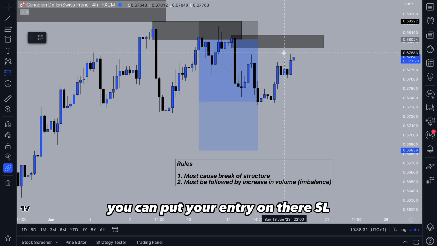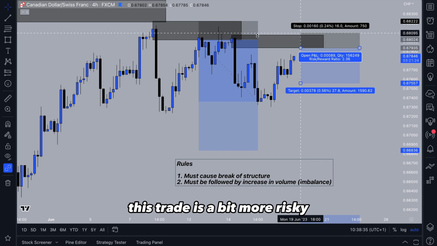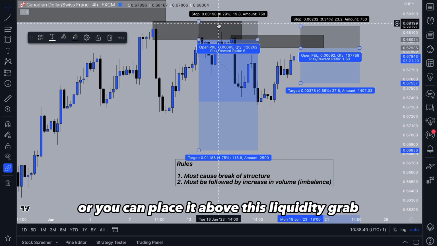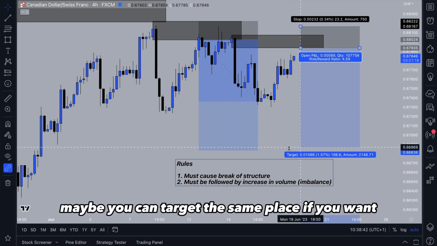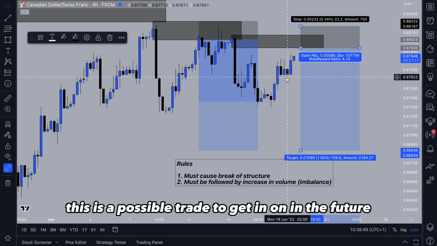And so you can get a re-entry here from this new supply zone. You can put your entry on there. Stop loss, this trade is a bit more risky. You can either place your stop loss there if you want to be aggressive, or you can place it above this liquidity grab, and then target. Remember, you can target the same place if you want, for 1 to 4.7. But this is a possible trade to get in on in the future.